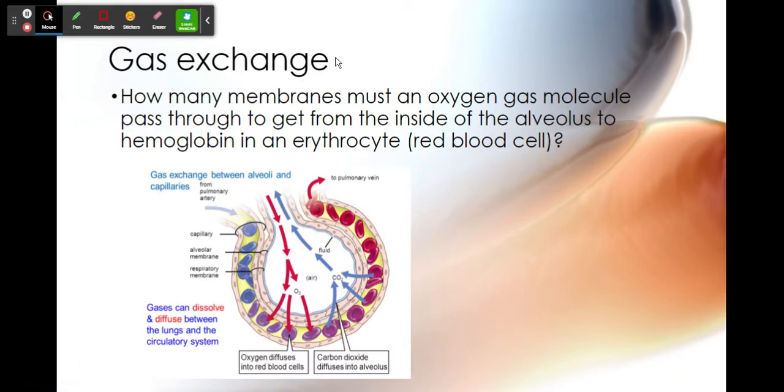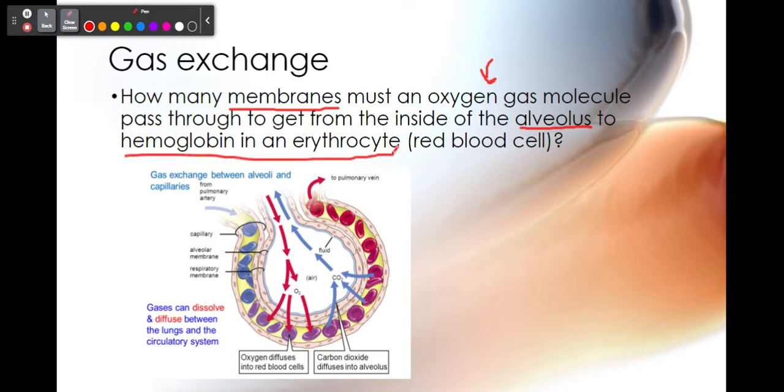Good. So quick question. I would love to know how many cell membranes must an oxygen gas molecule pass through to get from the inside of one of the alveoli to the hemoglobin that's inside an erythrocyte, which is a fancy word for a red blood cell. Take a gander at the picture. Think about how many membranes need to be crossed. I'm going to tell you the answer in 5 seconds. And I'm telling you the answer in 5 seconds because the answer is 5.